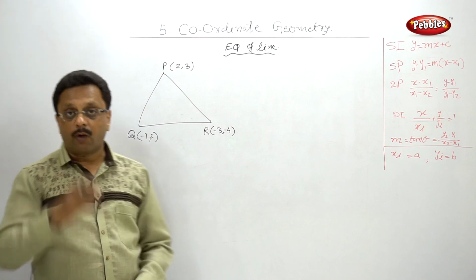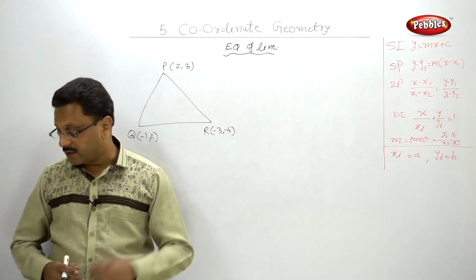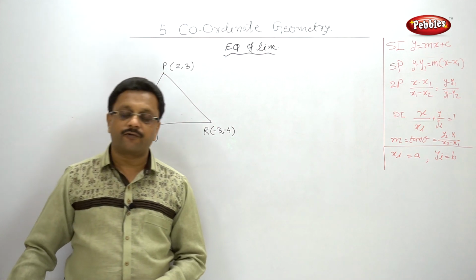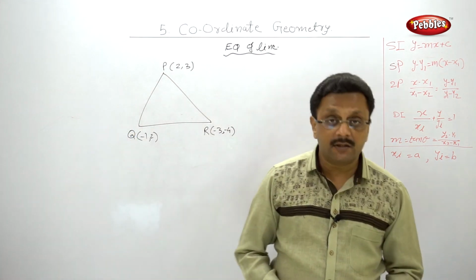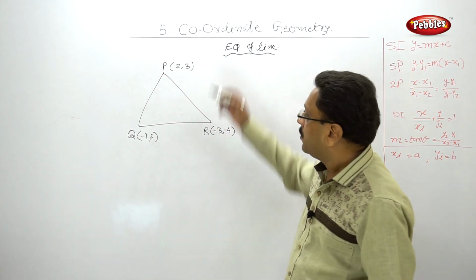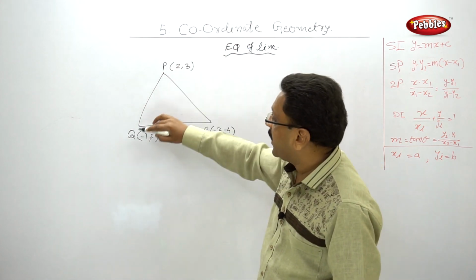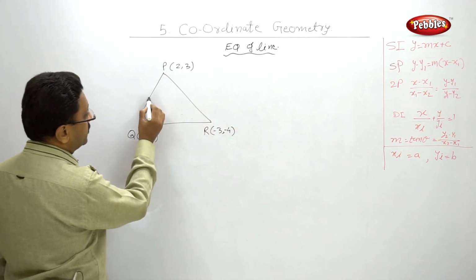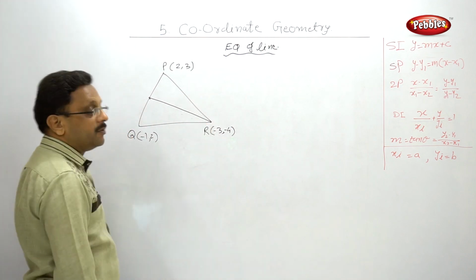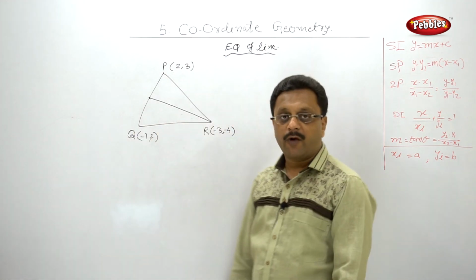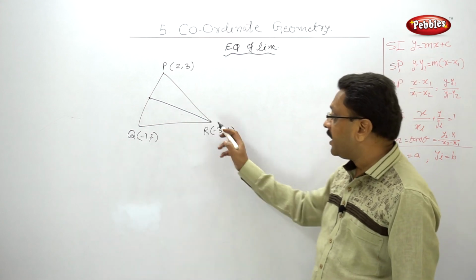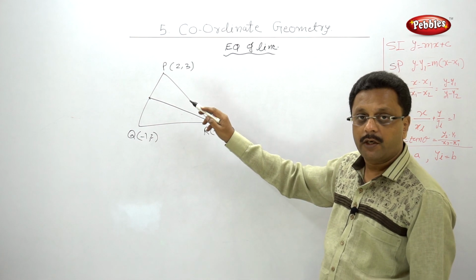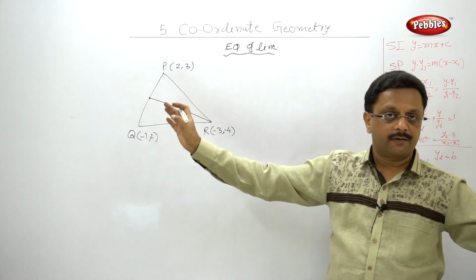If this is the case, what they further say is: these are the vertices of a triangle, find the equations of all the medians of triangle PQR. Medians means if this is one side, you have to join the midpoint to the opposite vertex. This is one median. You have to find the equation of the medians. This is one median, second median and third median.